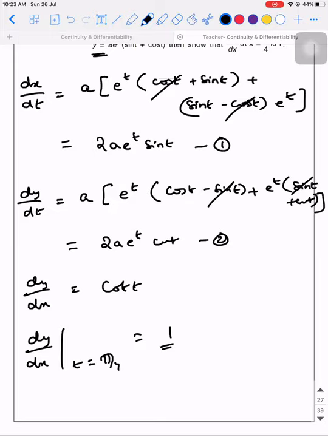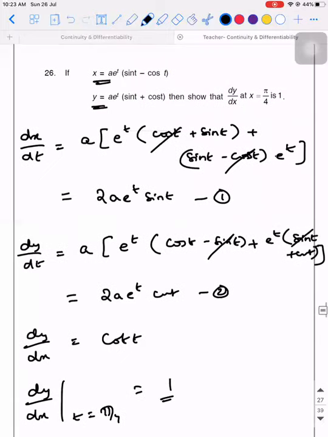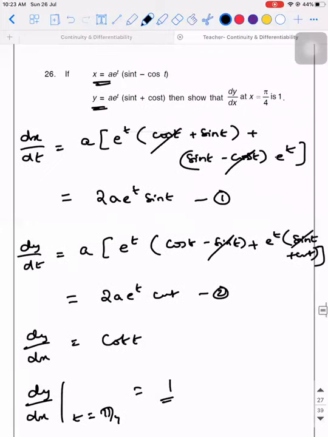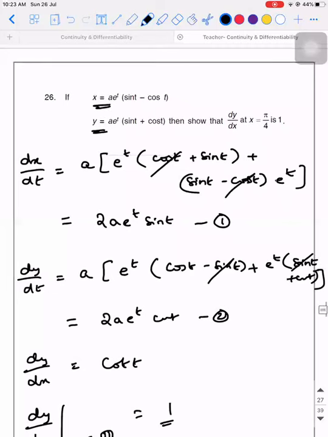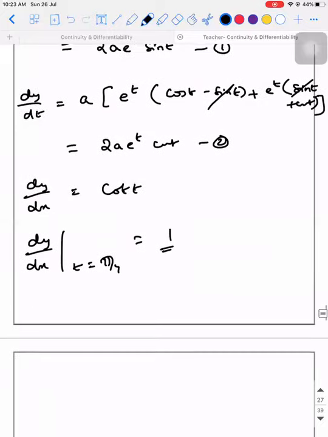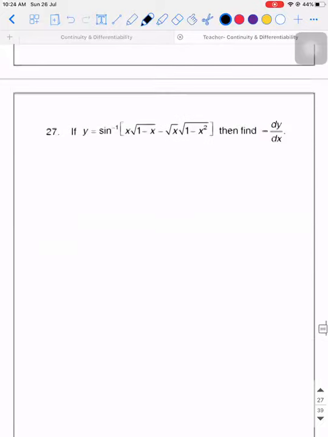So what is the problem number? 26. Are they asking us to prove? Yes, sir. This one. Got it? So I'm going to the next one. 27th.